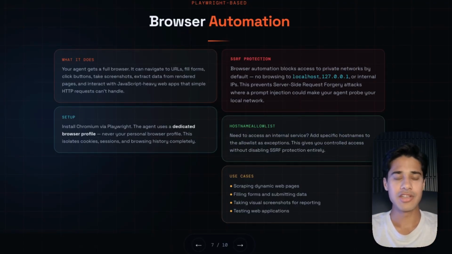If you legitimately need your agent to access an internal service, say you have a local dashboard or an internal API, you could add specific host names to the hostname allow list, and this gives you controlled exceptions without disabling the protection entirely. Whitelist what you need and block everything else.